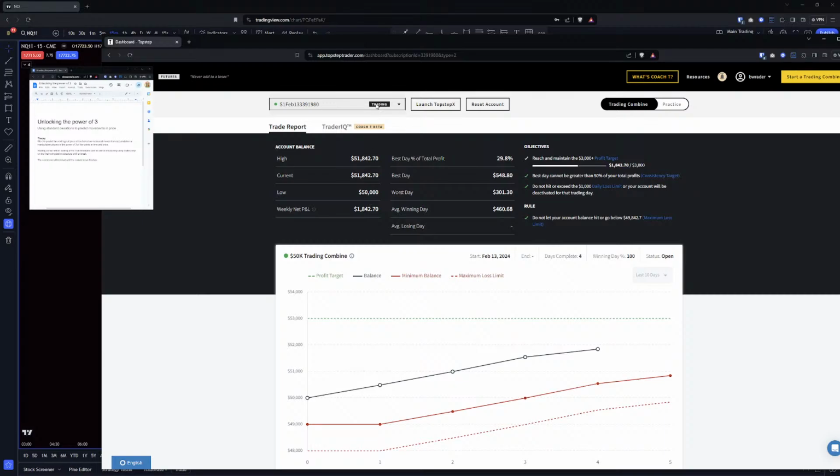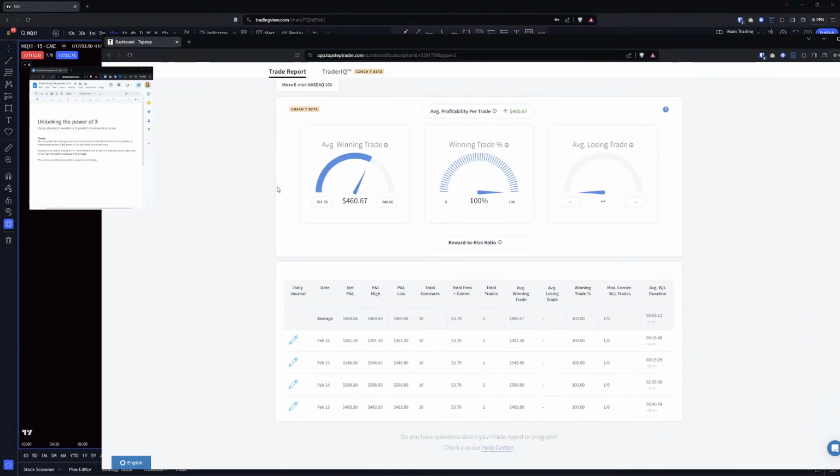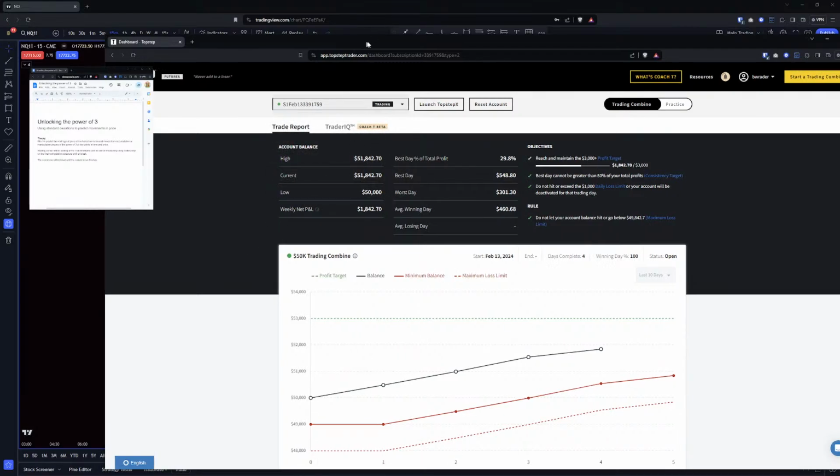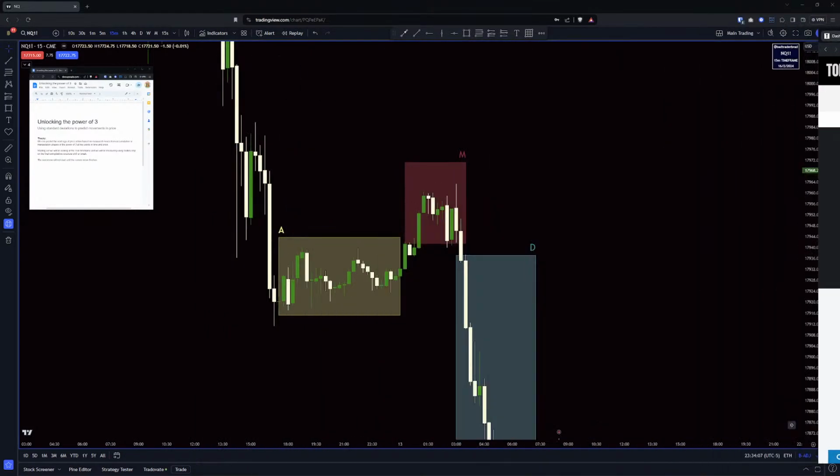I trade minis on the 150, but I copy traded these. Check it out. It takes a second to load, but every one of them looks the same. I traded the same thing. So I got 5 50K accounts at 51.8 right now after 4 days. So it's been pretty crazy.